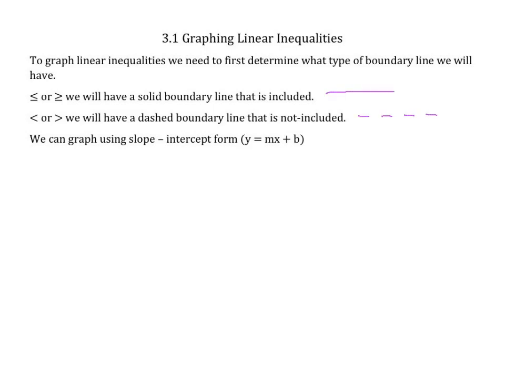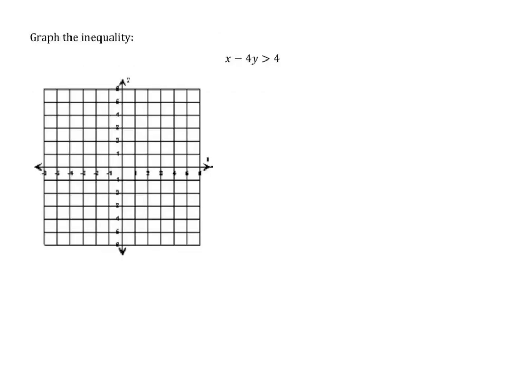We're going to graph using slope-intercept form, y equals mx plus b. You may remember this from algebra prep. Remember, m is our slope, and b is the y-intercept. So we start here, and then we use our slope to find the next location. So let's graph the inequality.